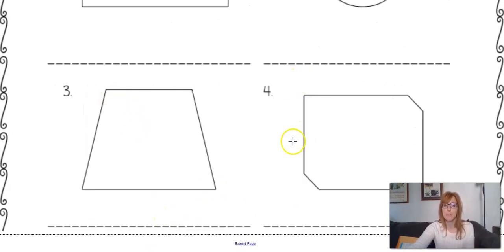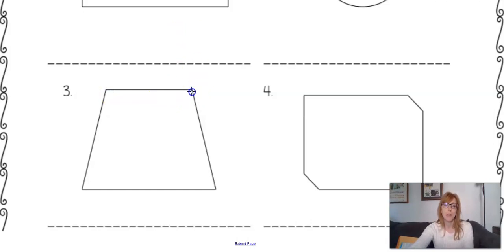Then you have 3 and 4. Remember, a polygon is made up of line segments. It is closed and it has no curves. So you look at this and you can see that this is a 4-sided shape. It's closed, so it's a quadrilateral. And then you can also see if you extended, which we like to do, if we extended these up and we put our little guy in here, he would be trapped. So he is a trapezoid.